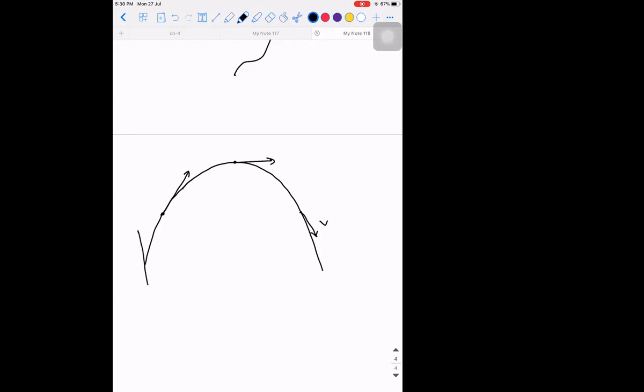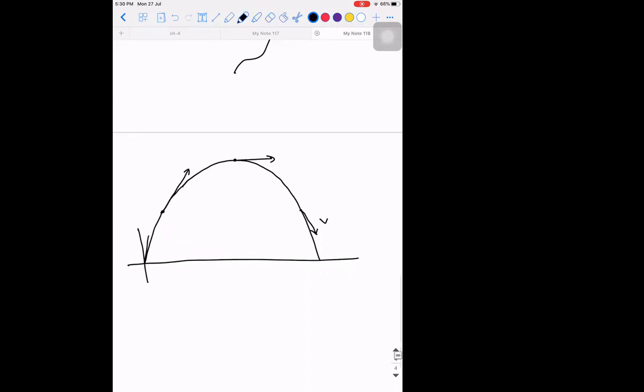So, when the object was going in this particular way, under the influence of gravity, this is u, this is theta, u cos theta, and u sin theta. Okay. So, what is the only force acting on this object?